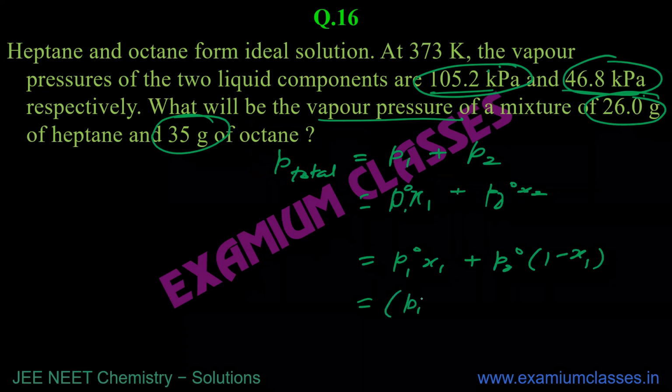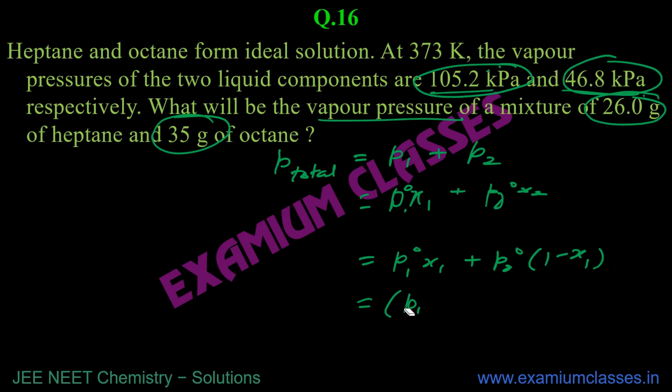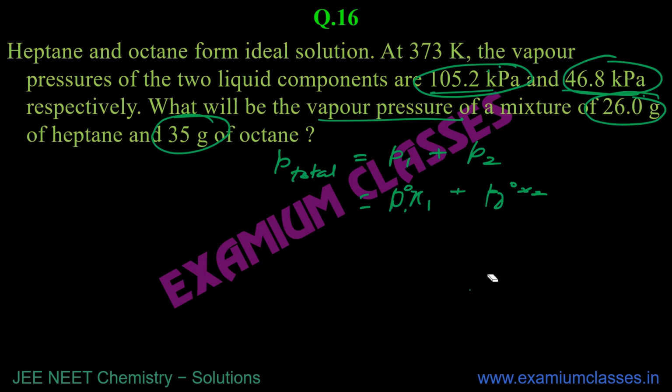Okay. P1 naught, or you can say just take X1 times P1 naught minus P2 naught, and then you can write plus P2 naught here. So whichever way you write this formula, that is the formula you write when you have the mole fraction of 1. So you can use the mole fraction of 1 if you get it. Otherwise, if you calculate the mole fraction of both, you can just use P1 plus P2.